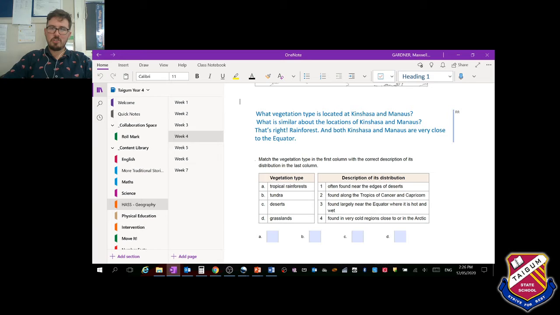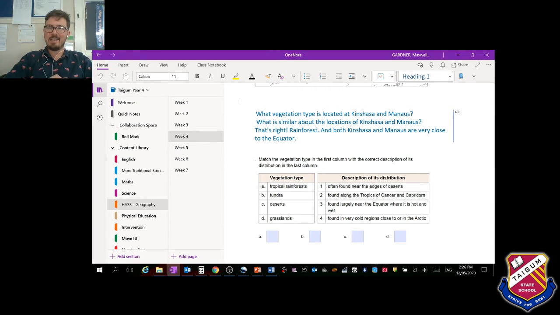Answer time. Tropical rainforests are found largely near the equator where it is hot and wet. So that's number 3. Tundra is often found near the edges of deserts. No, sorry. Tundra is 4. Tundra is found in very cold regions close to or in the Arctic. So B is number 4.